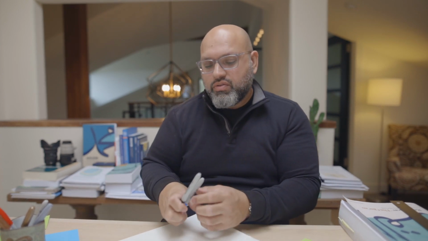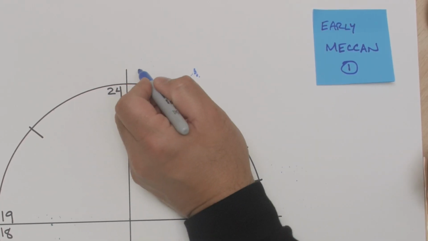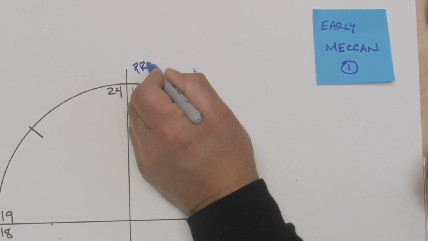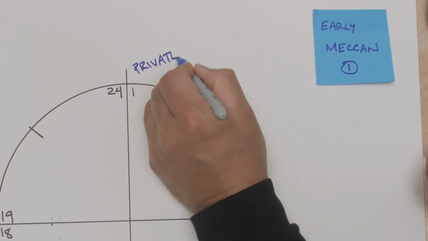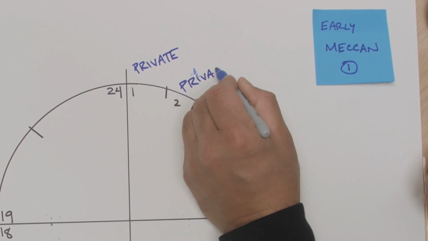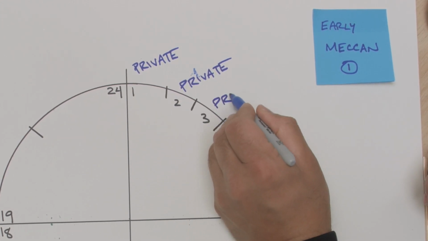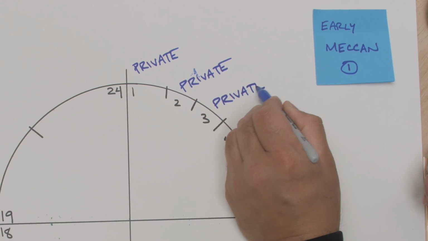And so what we're going to write right here is the 3 Qur'an years are private, year 2 is private, and year 3 is private.